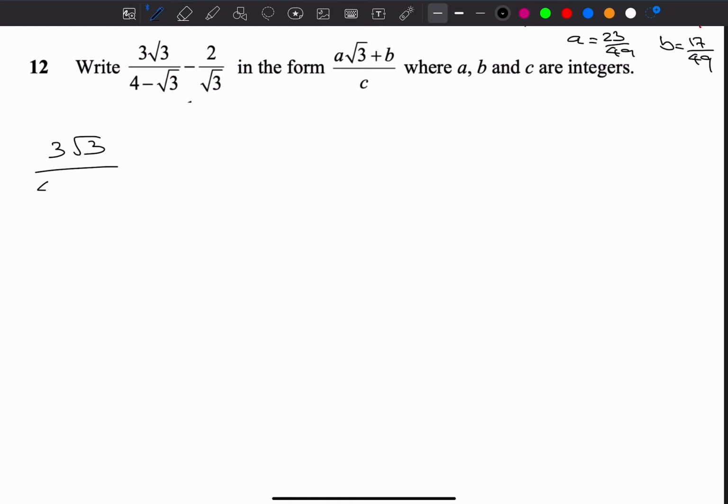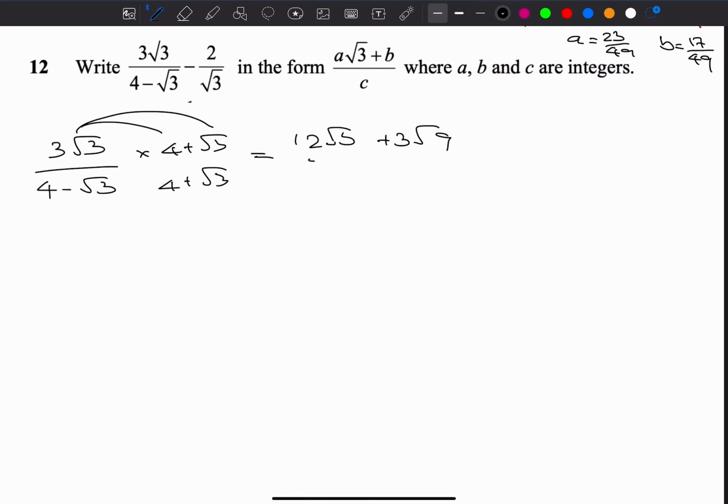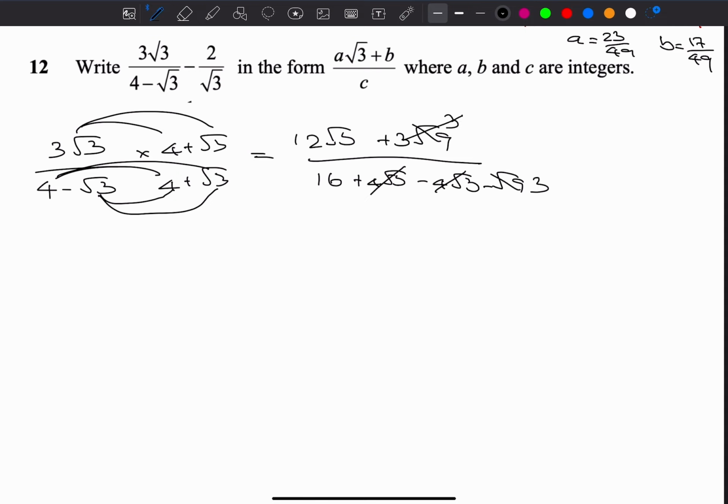3 root 3 over 4 minus root 3, rationalize it, times it by 4 add root 3, 4 add root 3, which makes it 12 root 3 plus 3 root 9, there you go, over 16 plus 4 root 3 minus 4 root 3 minus root 9. That and that cancel. Root 9 is 3. Root 9 is 3. 3 times 3 is 9. What do we have on the top? We got 12 root 3 plus 9 over 16 minus 3. That's just 13.